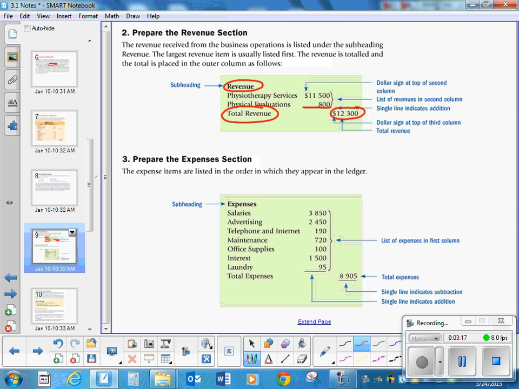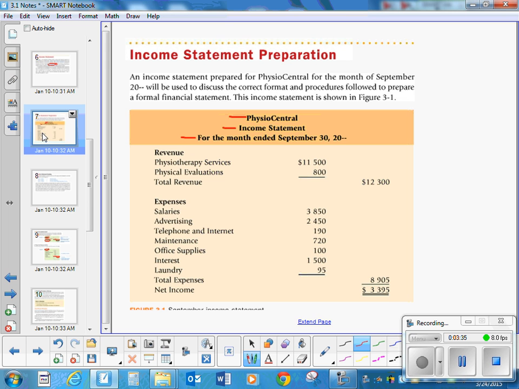Right underneath it is going to be your subheading expenses. You're going to list all your expenses in the first column with a single underline to show that you are adding. Okay, and then your total is going to go here. I'm going to flip back so that you can see when it's all put together. So we've already talked about this.